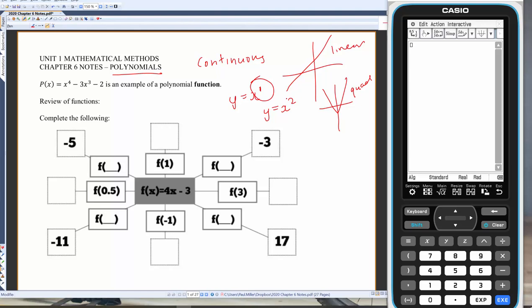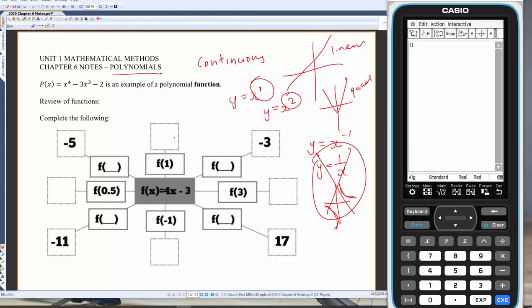Now note that these powers can only be integer values, and these powers are also always going to be larger than 0. Okay, and you might wonder why. Well, if I've got x to the negative 1, I've got 1 over x, which is a hyperbola. And notice how I couldn't draw that continuously. I had to lift my pen off and draw that part. So this is not continuous, therefore not a polynomial. But more on that later.